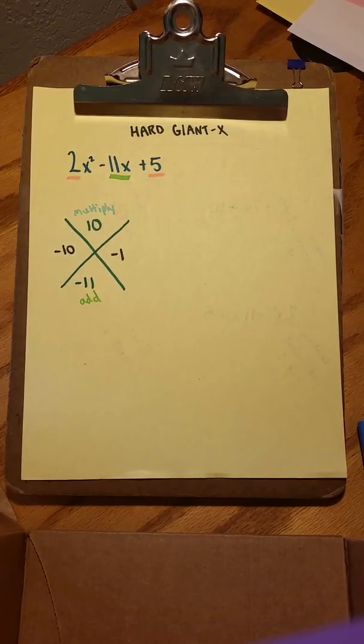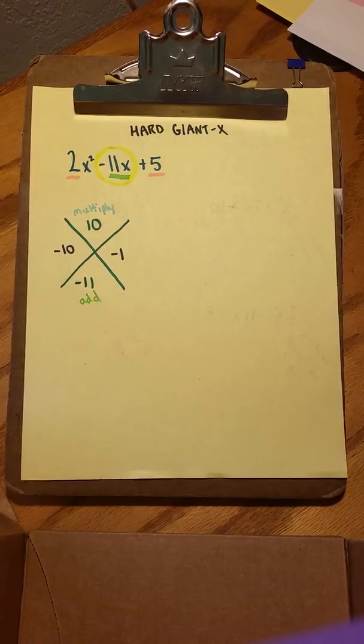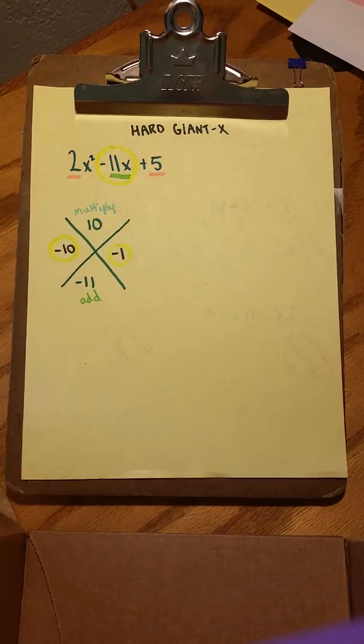Unfortunately, these two numbers aren't the final answer like they were before. This time, we're actually going to split the middle term. We're going to break negative 11x apart. We can cut it into negative 10x and negative 1x. So now we have four terms.